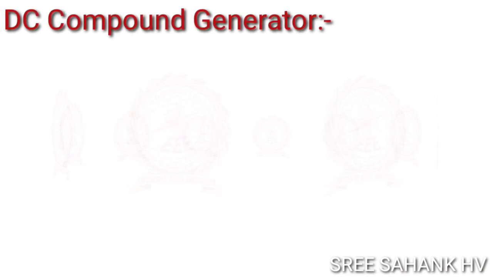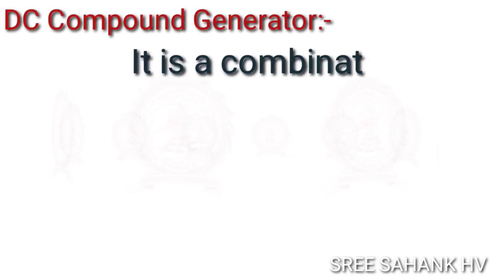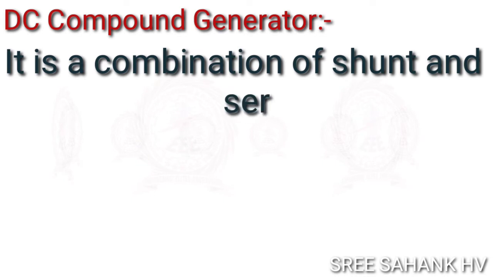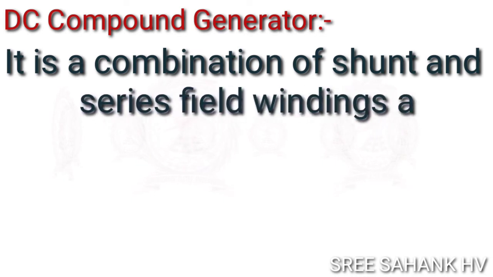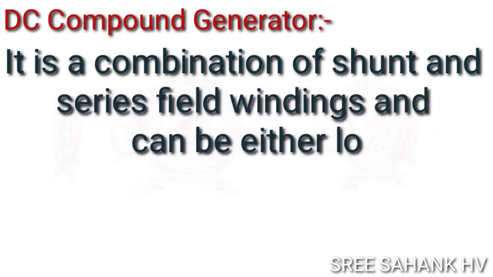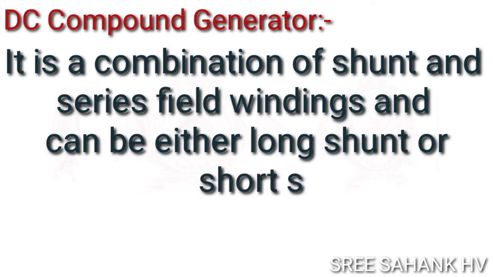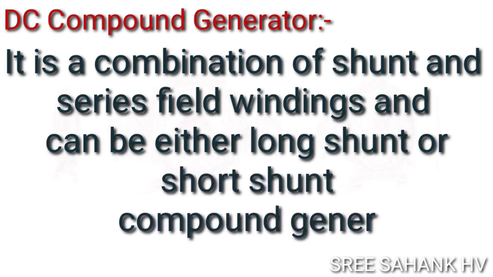Next is DC compound generator. It is a combination of shunt and series field windings and can be either a long shunt or short shunt compound generator.